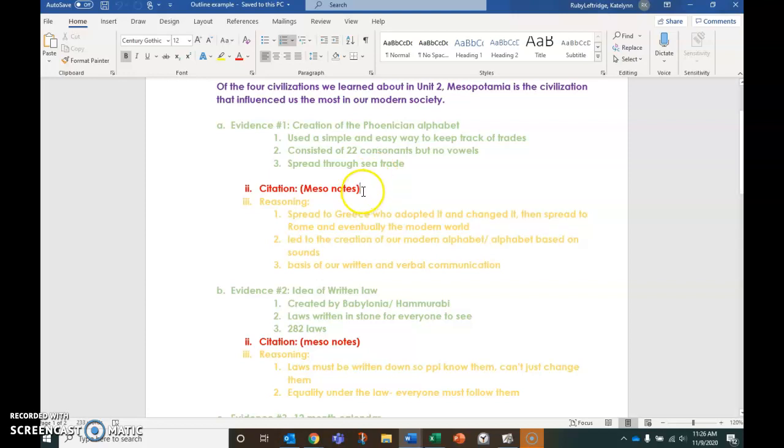My citation, which would go right after these facts in my CER, says Meso notes. Yours will either say India notes or China notes. That's it. That's all I am looking for you to write.